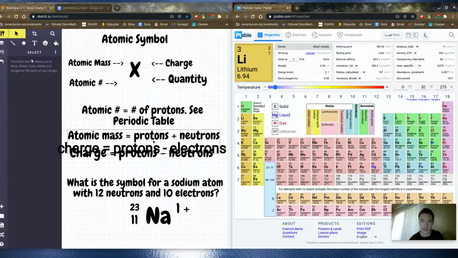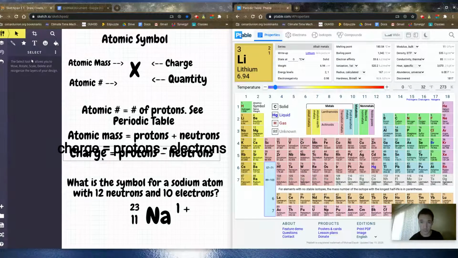How do you find the mass? You add up protons plus neutrons. Remember, in an element, the protons and the neutrons are in the center of the atom, and they have mass, whereas the electrons are floating around on the outside and they don't have enough mass to count. When you want to know the mass, you just add protons plus neutrons.